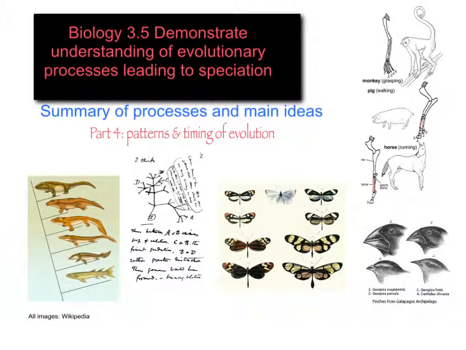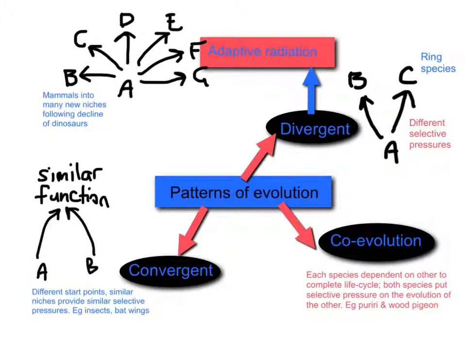This is the fourth and final part of the videos looking at a summary of processes and ideas within evolutionary processes leading to speciation, and this one is going to look at patterns of evolution and also timing of evolution. So the first thing that we're going to look at are the different patterns of evolution.